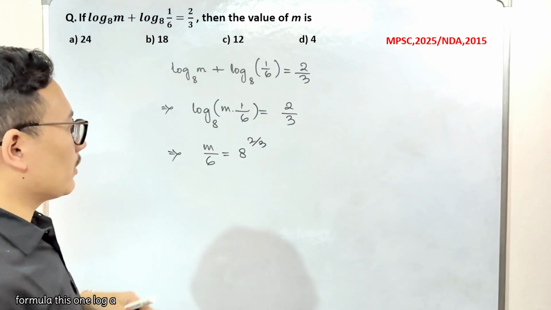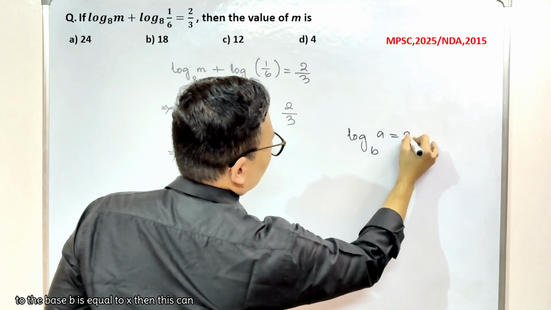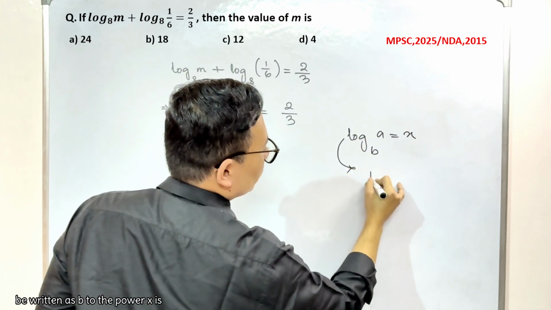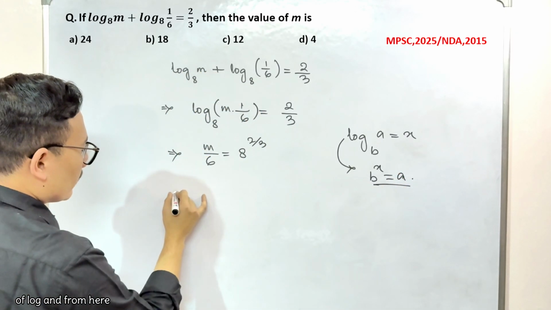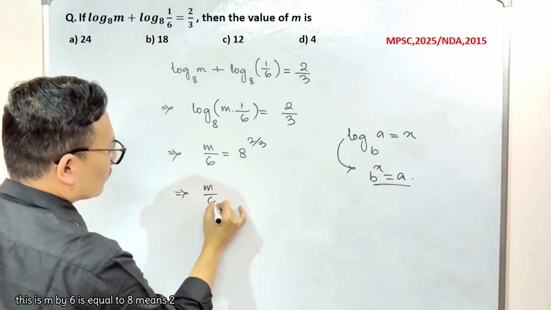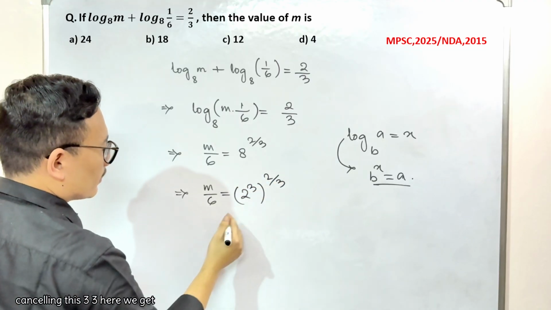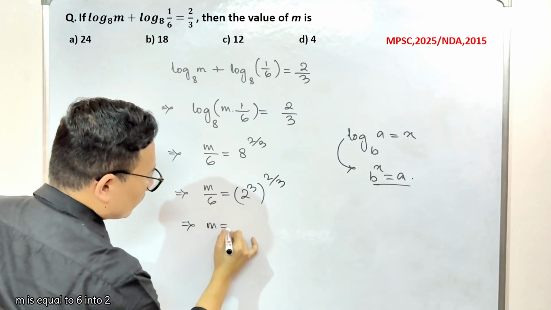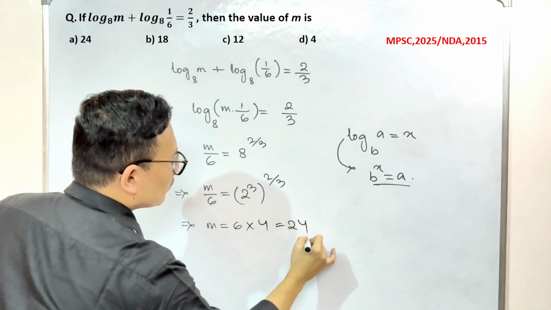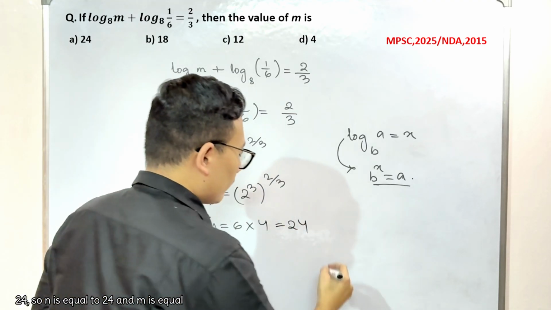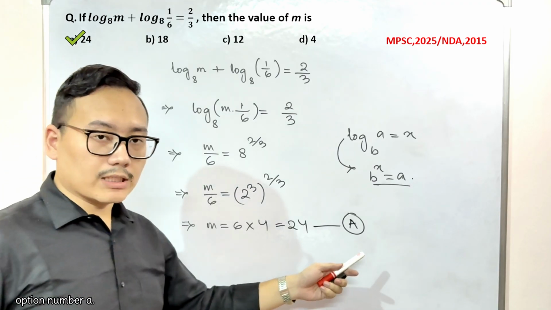The previous formula: if log a to the base b is equal to x, then this can be written as b to the power x is equal to a. We are using this property of log. From here, m by 6 is equal to 8, which means 2 cube, to the power 2 by 3, cancelling the 3. Here we get m is equal to 6 into 2 square. 2 square is 4, and this is 24. So m is equal to 24, which is in option number A. So the correct option for this question is option number A.